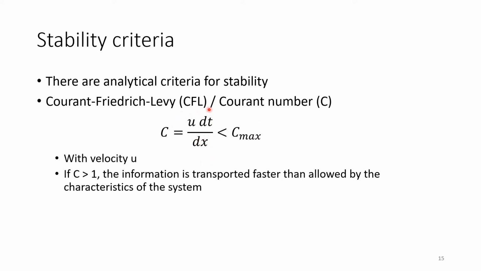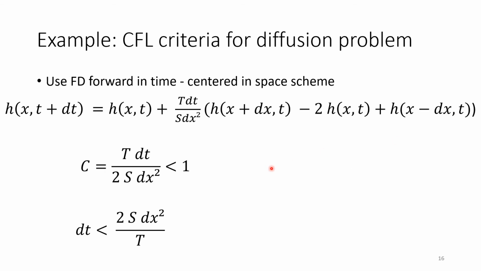And this product should be smaller than one maximum number. And this maximum number is 1. Because if this product is larger than 1, it means the information is transported faster than should be allowed by the characteristics of the system. This sounds a bit abstract. Let's go into more application here.